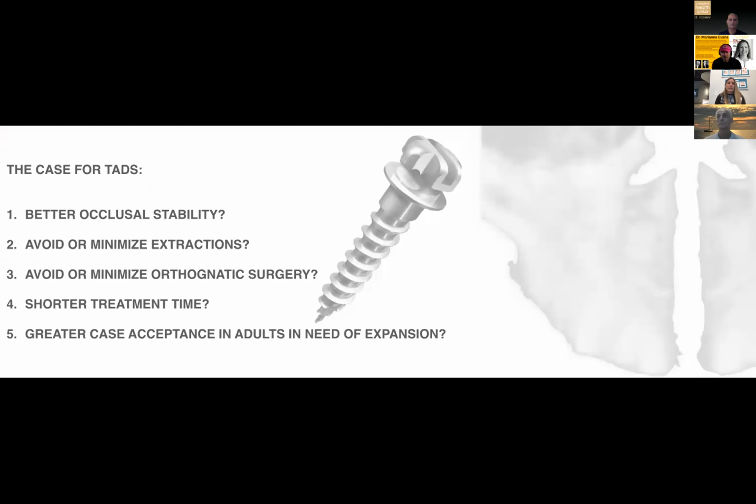So today, in expansion, I think using TADs will probably allow us to achieve better occlusal stability, to avoid or minimize extraction therapy, to avoid or minimize orthodontic surgery, shorten treatment time, and I think for a lot of those cases where you have to compromise with IPR or less than optimal occlusal finishing with Invisalign, for these patients that need a little bit better result because that maxilla is so deficient, you can offer this treatment and they will accept this treatment to achieve a better outcome.